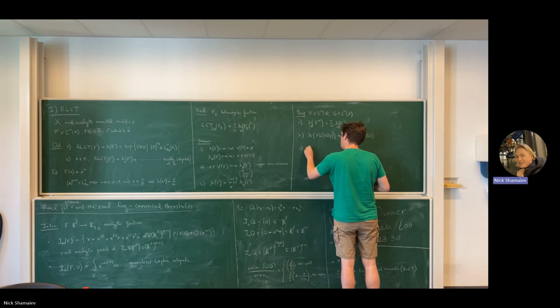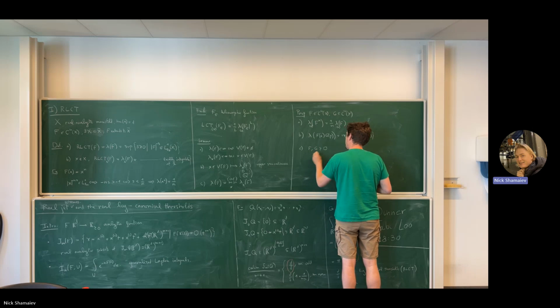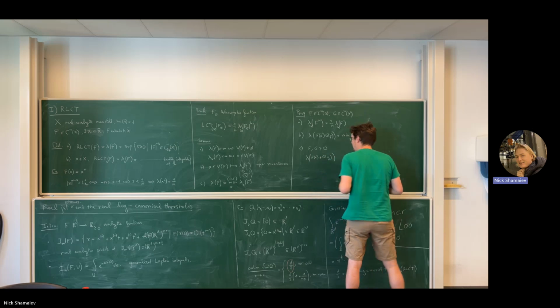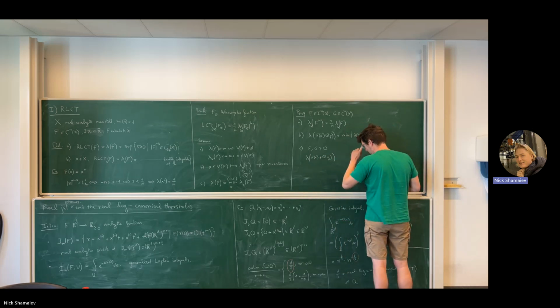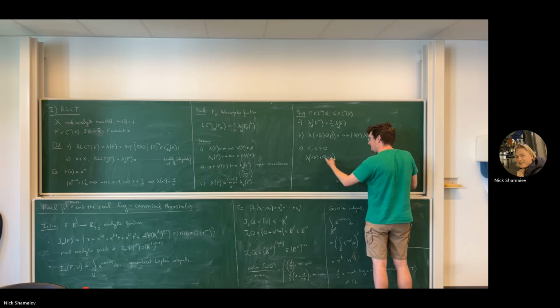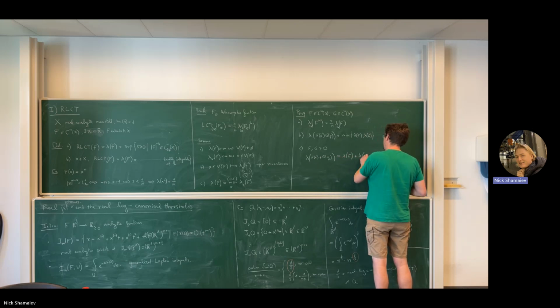And if f and g are non-negative, then the real log-canonical threshold of the Thom-Sebastiani sum of f and g, which is just a fancy name for the sum on the product, is the sum of the two.